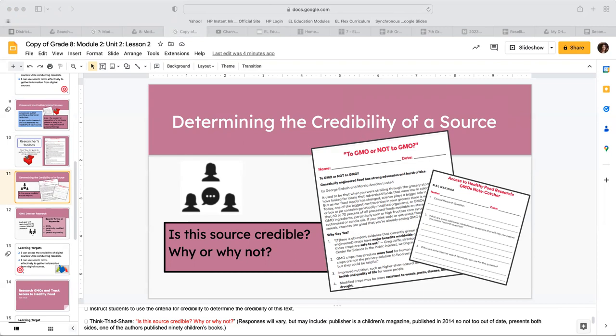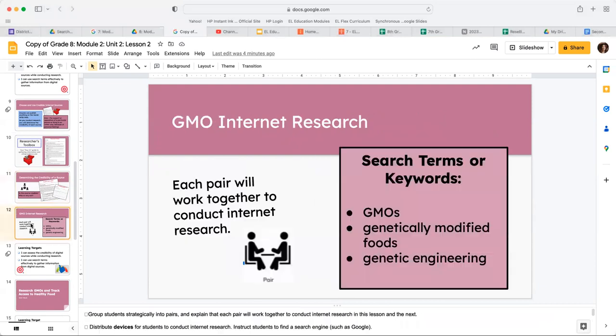All right, guys, so I know you probably said a lot of different things, but you should have come to the consensus that this is a credible source. The publisher is a children's magazine. It was published in 2014, so it's not too out of date. It presents both sides, and one of the authors published 90 children's books. So that establishes credibility. If you can publish 90 books, you are establishing yourself as a credible author.